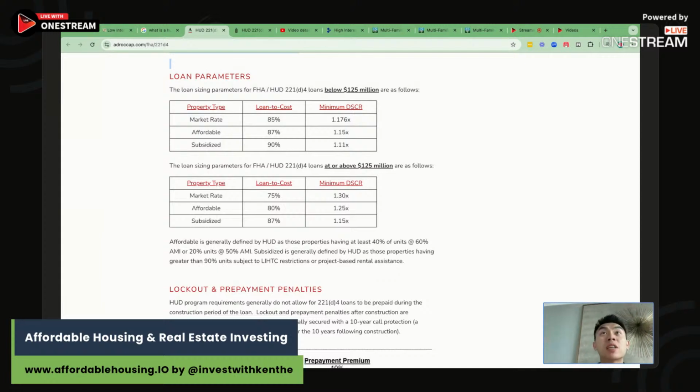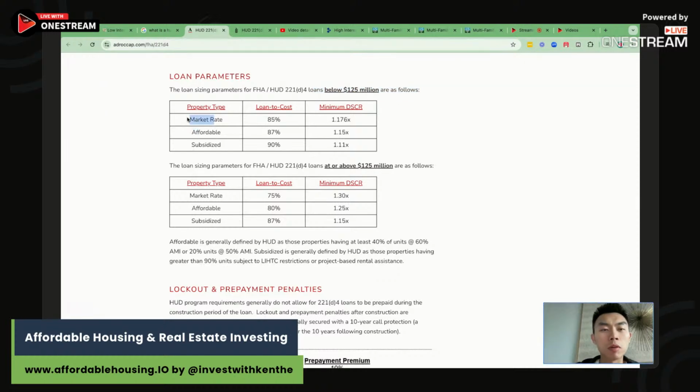Obviously, sometimes with new construction loans, at one point they went down to like 50% of the cost, which means you would have to raise a significant amount of equity from private investors to build your apartment building. The advantage of a HUD loan is that they can go really, really high. So here's your example: the loan sizing for HUD 221D4 loans below 125 million is as follows.